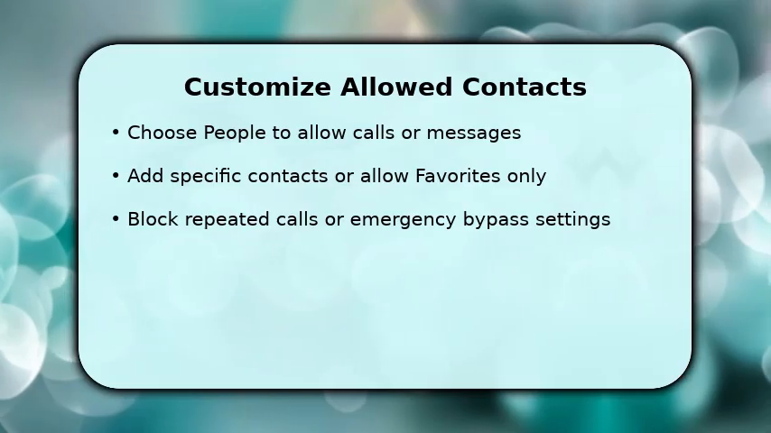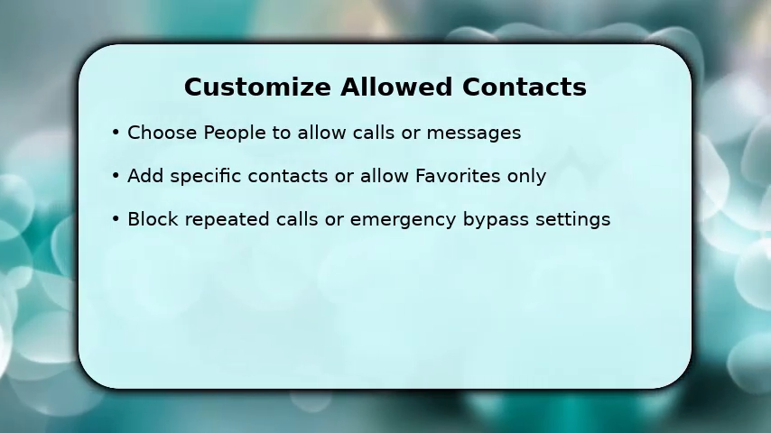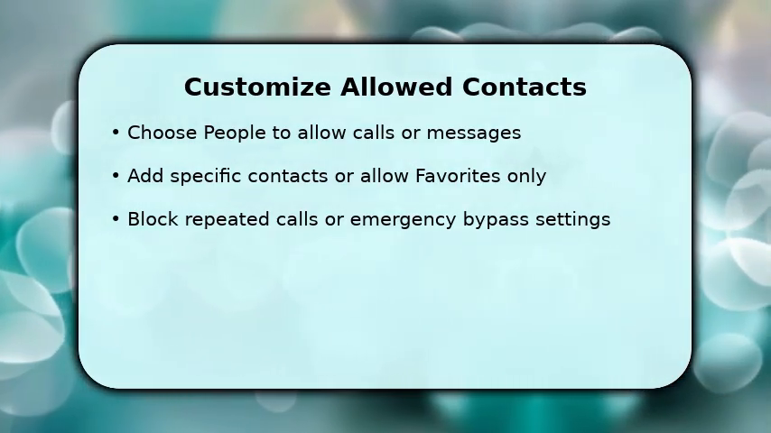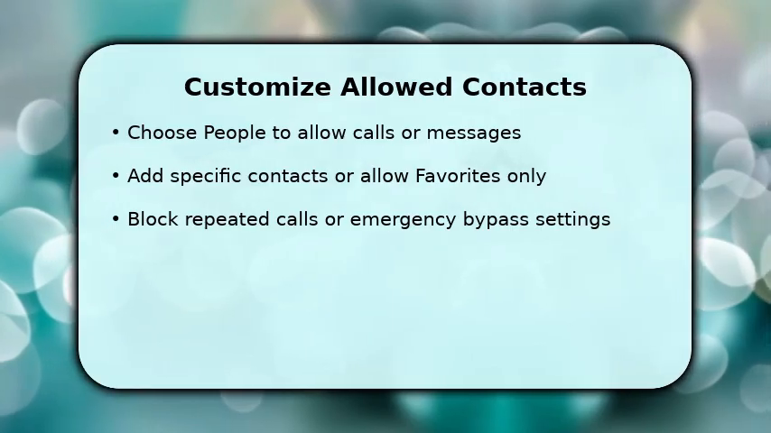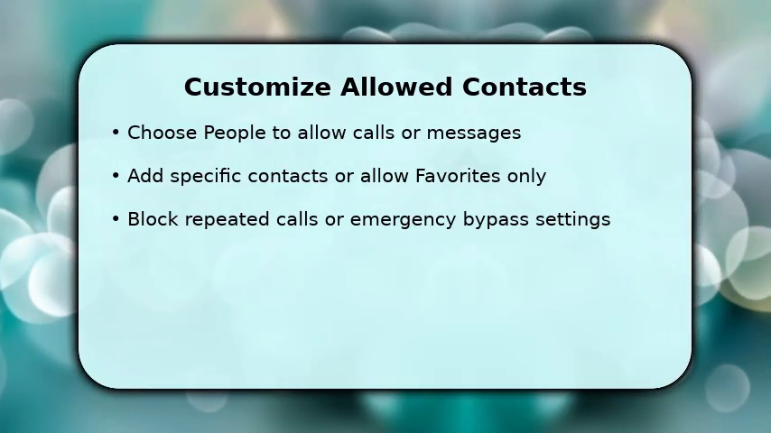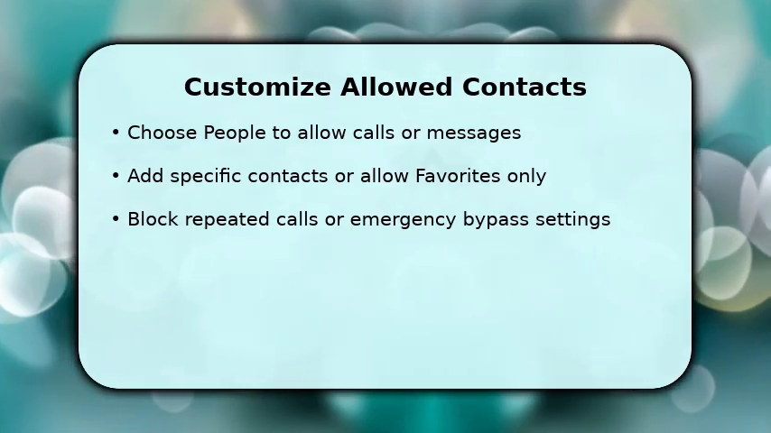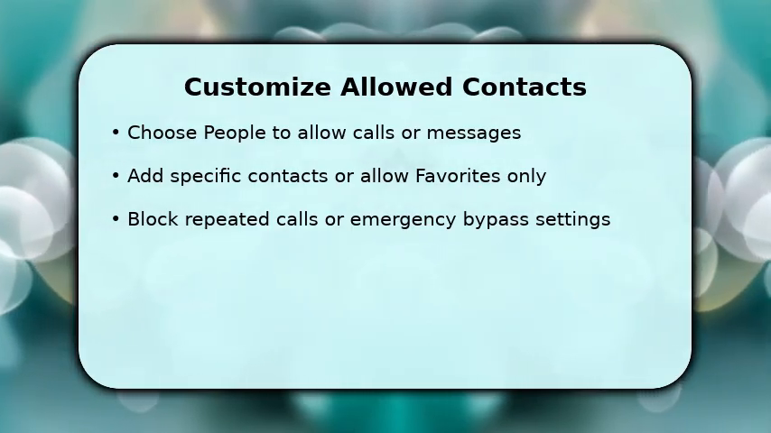Make sure to review silence settings. You can silence always or only when iPhone is locked. Also check repeated calls. Turn it on to let someone through if they call twice within 3 minutes. Finish by choosing a schedule or using the manual toggle.